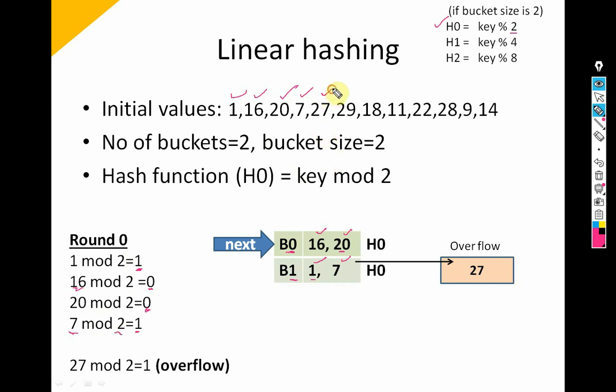Now I am taking 27. 27 mod 2 is 1, which means 27 is to be stored in the first bucket. But the first bucket is full because the bucket size is 2. Each bucket can hold only 2 values. But it is to be stored in the first bucket, and hence an overflow chain. I am arranging an overflow chain with value 27. So this is nothing but an overflow chain. Remember, whenever overflow occurs, there are 4 points to be memorized.